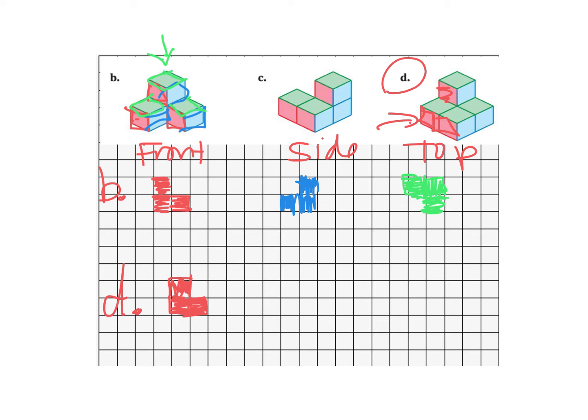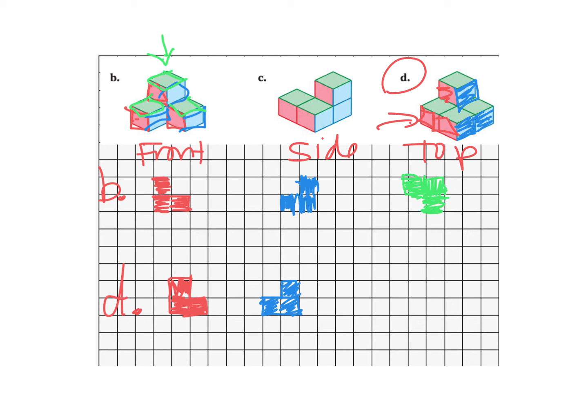Now the sides in blue, we have two blues right next to each other. So I'm going to shade in two blues. And then this blue is right above that second one. So shade that in as well.